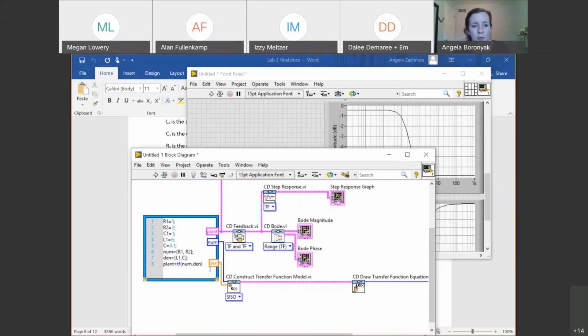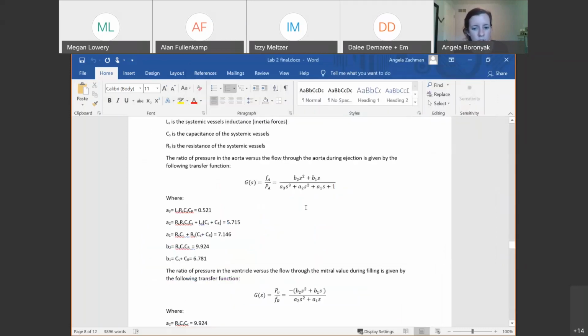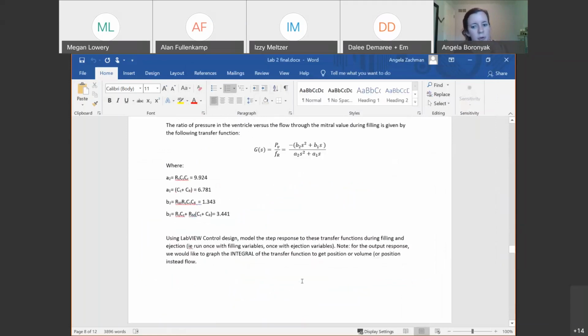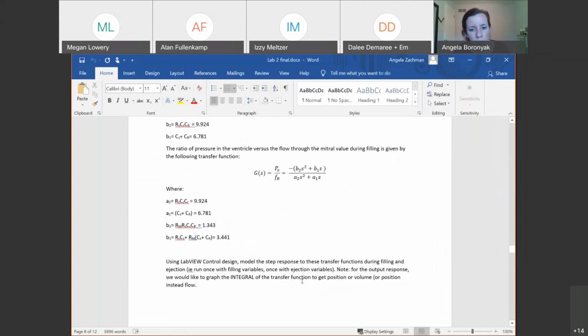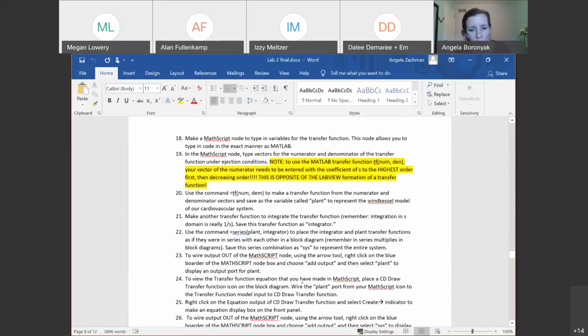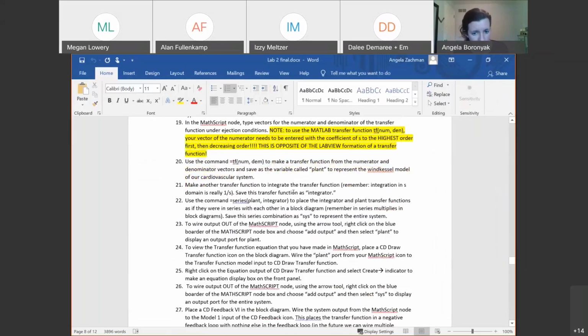When you have part 3 of lab, I said that each of these transfer functions, how your lab book had done them, was put them in series with an integrator. So it integrated both of them. You're told to make another transfer function that basically integrates, just multiplies by 1 over S, save that as integrator, and put them in series. So how do I do that?